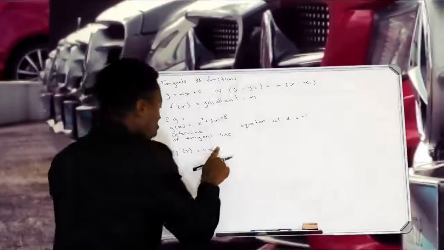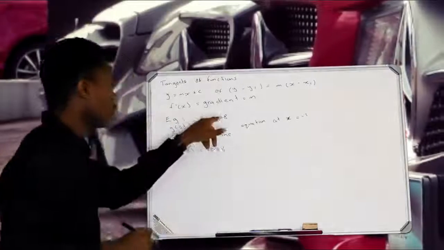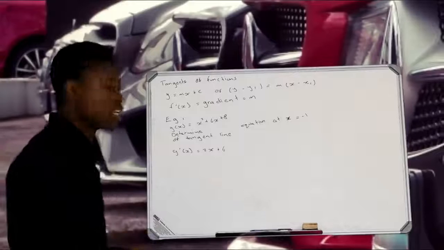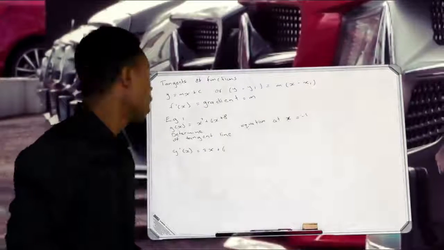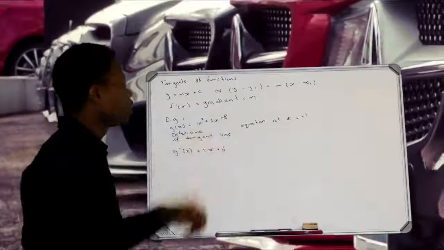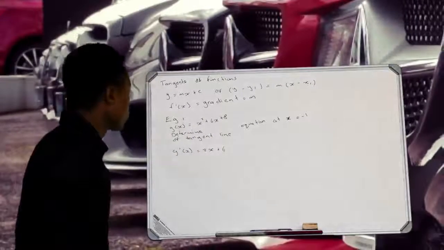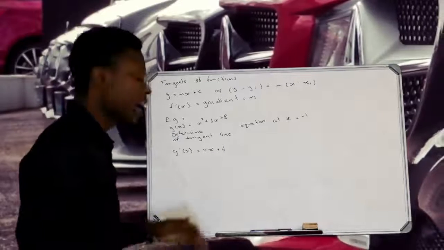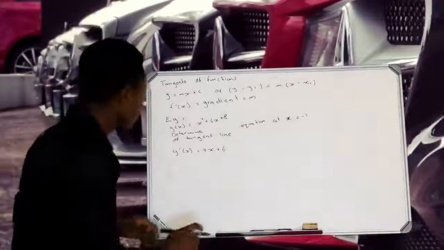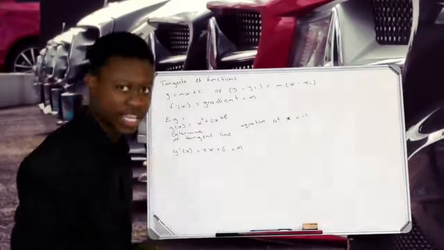It's just a 1, plus 6, because it will be 1 times 6, which is 6. Then 1 minus 1 is 0, and x to the power 0 is 1, sorry. And the derivative of 8, which is a constant, is 0. So now we have g prime of x, and g prime of x is also equal to the gradient of that tangent.